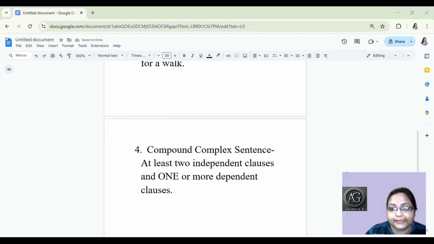So again, I take the same sentence, the earlier one. Although it was raining, we went for a walk and we enjoyed it. So here, although it was raining is dependent, we went for a walk and we enjoyed it are independent clauses. Then, she didn't go to school because she was sick, but she completed her homework. So she completed her homework is independent. She was sick is independent. But one dependent clause is that she didn't go to school.